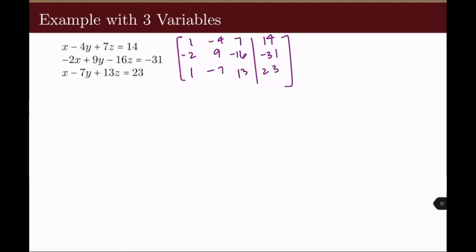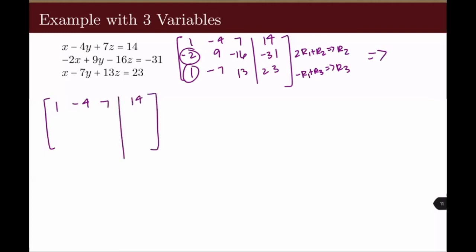The first thing that we are going to do is add 2 times row 1 plus row 2 to give us our new row 2, because we want this to be a 0. The next thing that we are going to do is negative row 1 plus row 3 gives us our new row 3, because again we want this to be a 0 so we can be in reduced echelon form. So that's going to give us 1, negative 4, 7, augmented 14, because row 1 did not change. Row 2 is going to change to 0, 1, negative 2, negative 3.